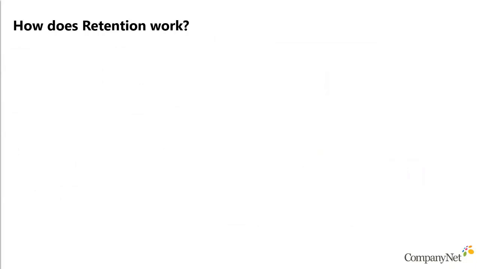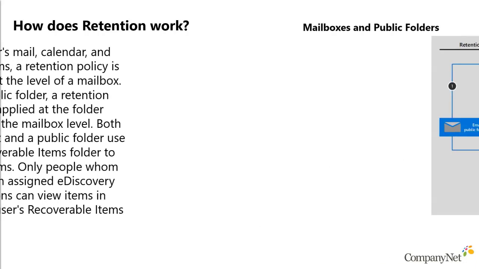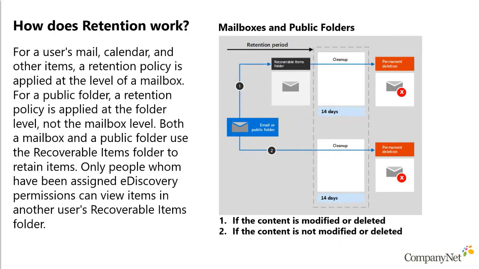Now, if you look at mailboxes and public folders, it works in a similar way, but with different naming elements here. For a user's mail, calendar, and other items, a retention policy is applied at the level of a mailbox. For a public folder, a retention policy is applied at the folder level, not the mailbox level. So both a mailbox and a public folder use the recoverable items folder to retain items.